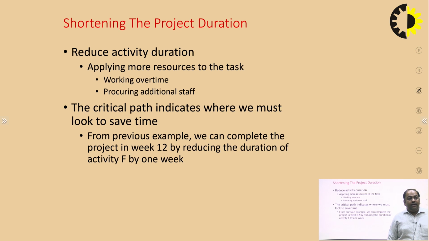So how can we reduce the duration of this activity? We can reduce the duration of an activity by applying overtime or procuring additional staff. But from this model, what we can see is that we can reduce the duration of activity F by 1 week. So this project will complete, instead of 13, in 12 weeks.